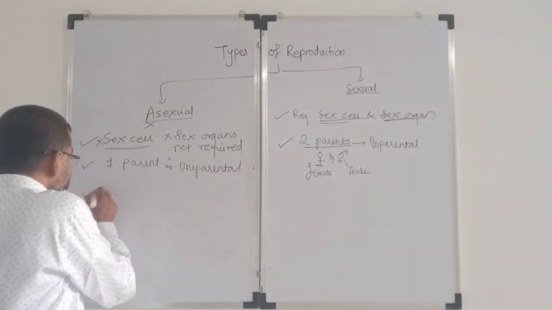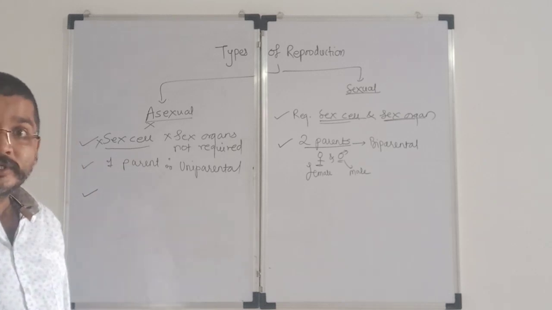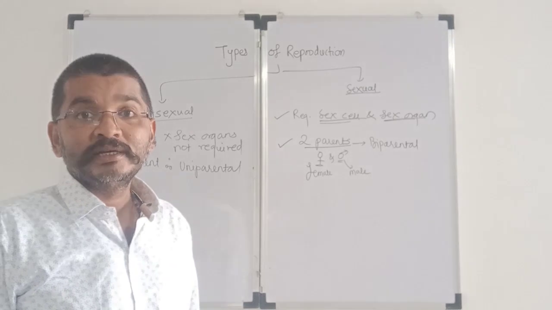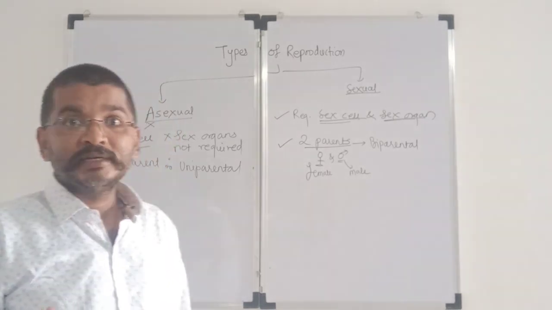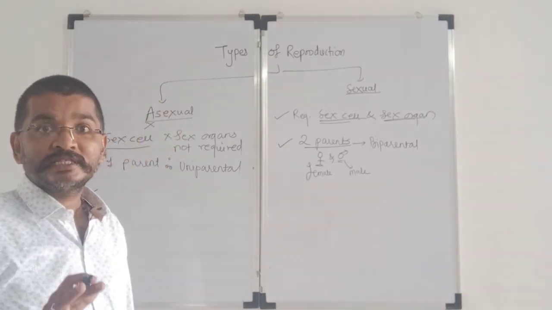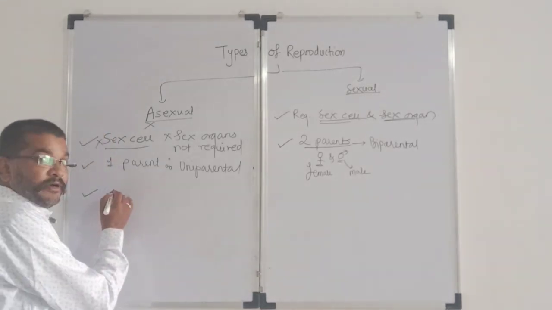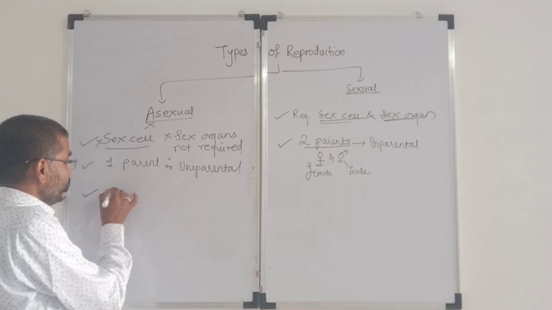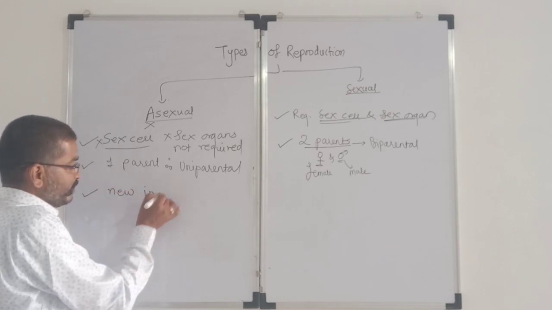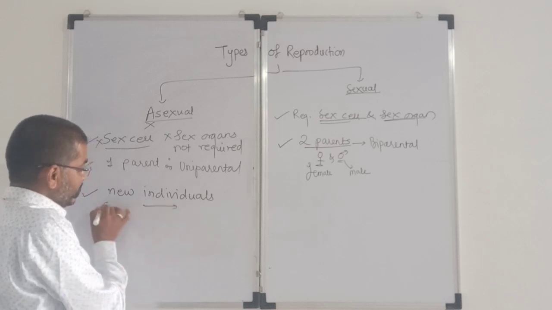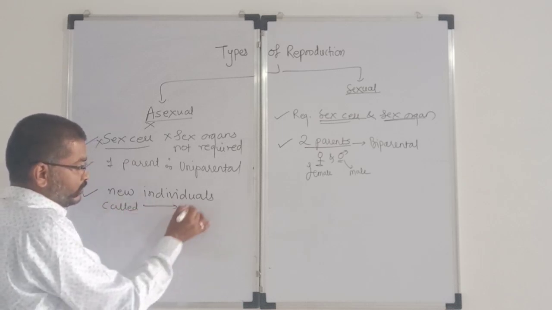Third difference kya hai? Whatever new individuals are produced by the process of asexual reproduction, asexual reproduction se jo kuch individuals tayar hone wale, they are 100% genetically similar with their parents. So therefore, they are called clones. Whatever new individuals are produced by asexual reproduction, they are called clones.